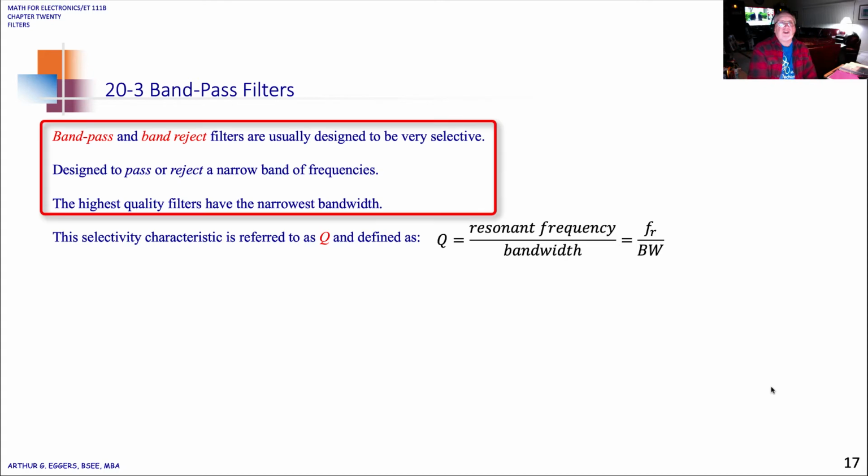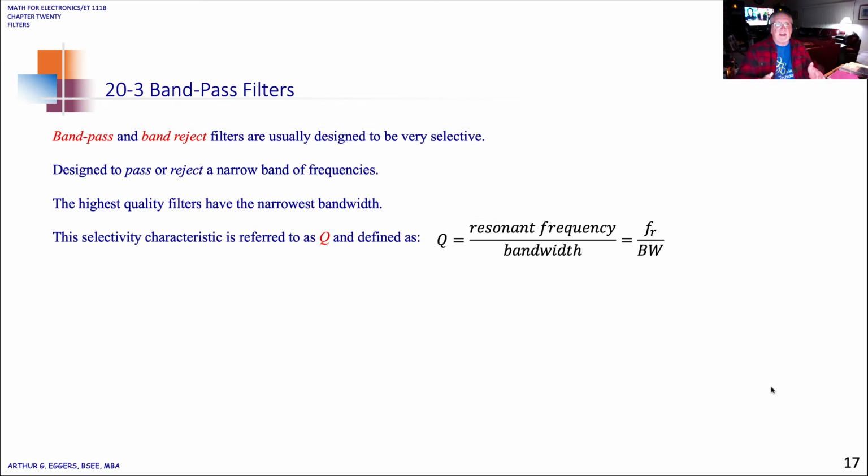Bandpass or band reject filters then are usually designed to be very selective. We either want to pass certain frequencies or we want to restrict certain frequencies. So they're designed to pass a narrow band of frequencies. The highest quality features have the narrowest band. And something you're going to learn later is you want to have those bands be as instantaneous as possible. You don't want to have a long slope on them. You would like them to change very quickly. And when you get into your follow-on courses, you will see that.